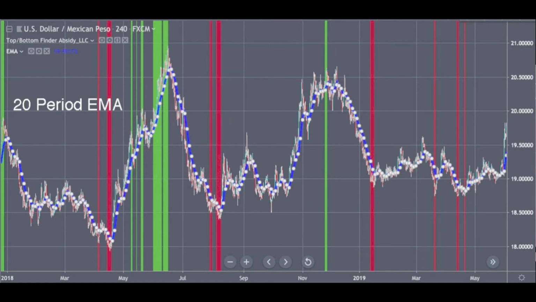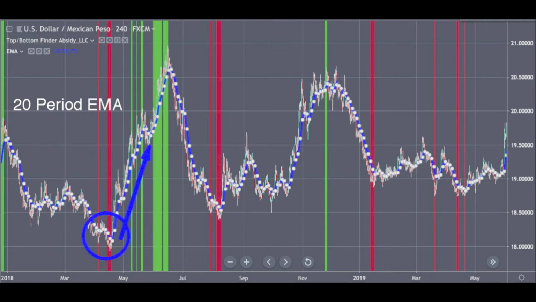Starting on the left in April of 2018, you can see that we had a market bottom forming in red. Then we had a crossover of the 20-period EMA. That was an absolutely incredible buy signal that entered with almost zero drawdown. Next, we had green areas forming, alerting us of potential market tops forming in real time.